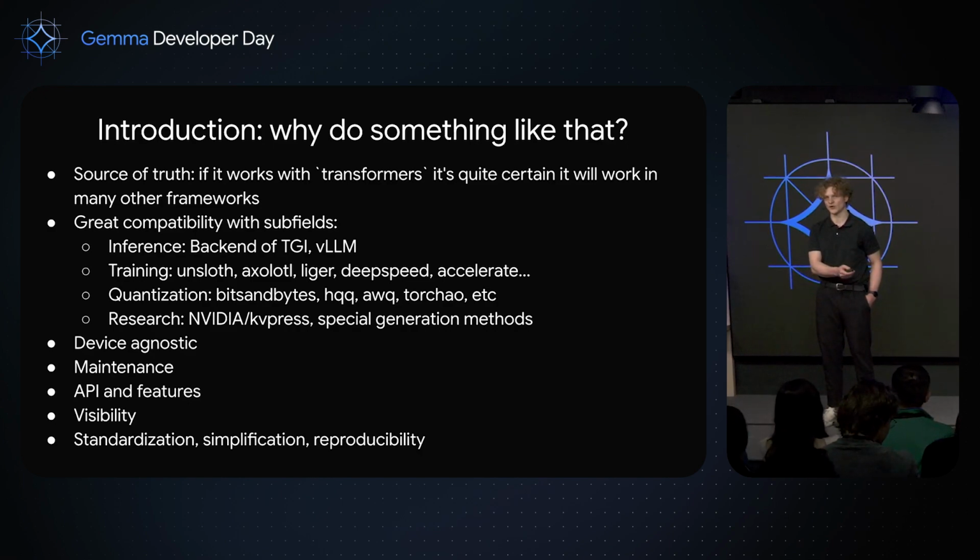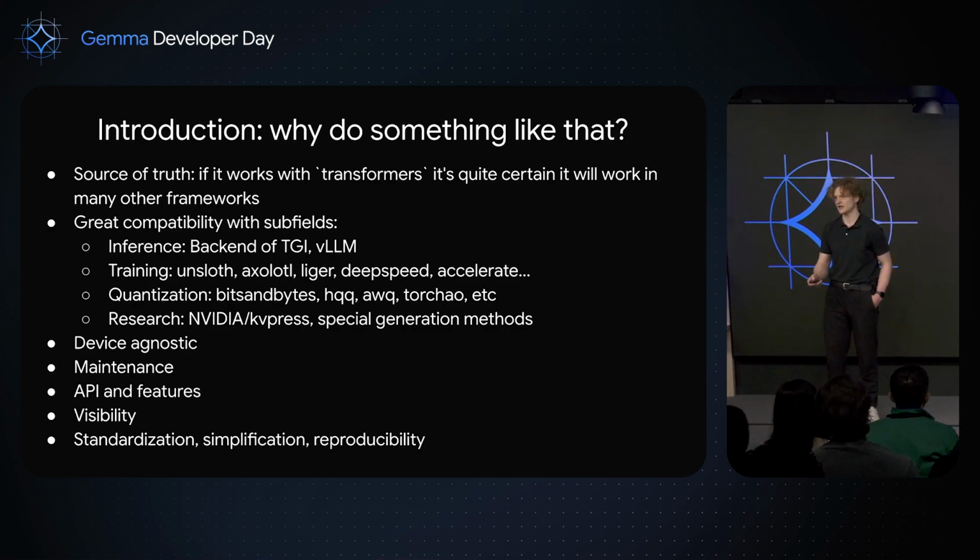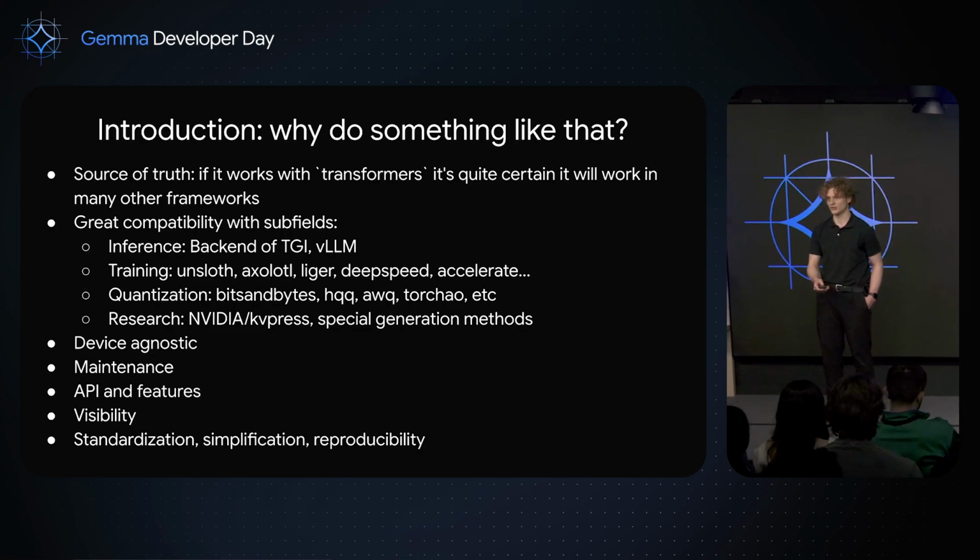A lot of them were quoted before, but there's, for example, inference. Quite recently, we've become the backend of both TGI and vLLM, which are, I think, two of the state-of-the-art inference libraries. Then there's training. A lot of libraries like Unsloth, Axolotl, Liger, DeepSpeed, and Accelerate are fully compatible with Transformers. There's quantization, where we explore pretty much every single open source quantization method that's out there. There's also research. There's been work from the NVIDIA team with KVPress or very special generation methods. Shout out to the SynthID talk that was just before. I remember we worked with them a year ago on that.